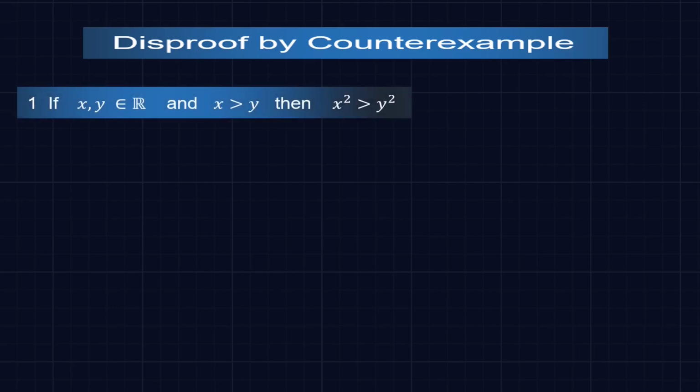Here's the first. The statement claims that if x is greater than y, then x squared is greater than y squared for all real values of x and y. The statement is not true. We need to find a pair of numbers where x is greater than y, but x squared is not greater than y squared. We could, for example, take x equals 3 and y equals minus 5.